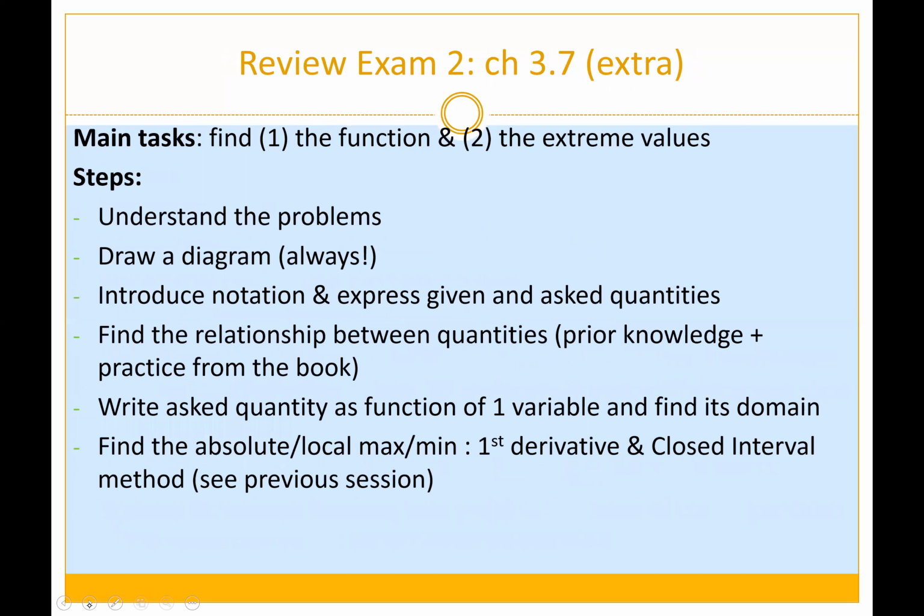Finally, we have 3.7, and it's kind of just an extra section, and I don't think it's going to be a main part of the exam. However, even though I didn't go over it last week, I put some quick review here of the steps that you need to do if you encounter a word problem. So 3.7 is mostly about optimization.